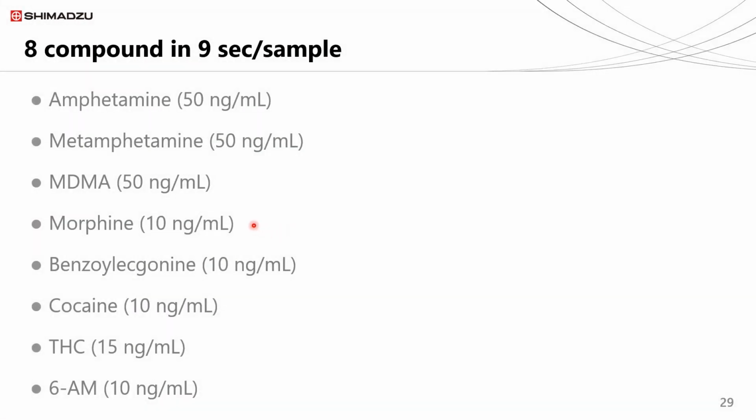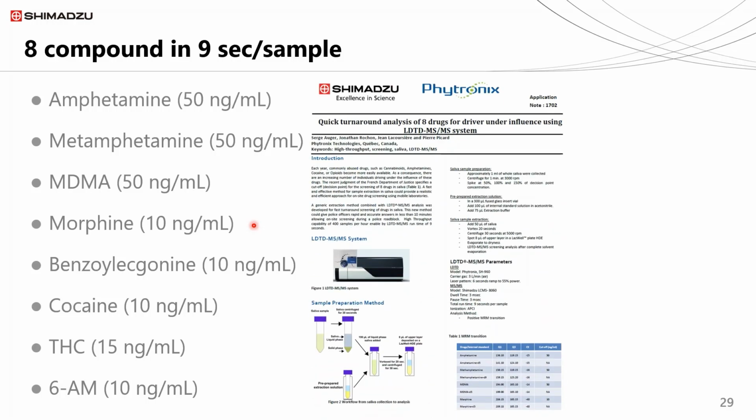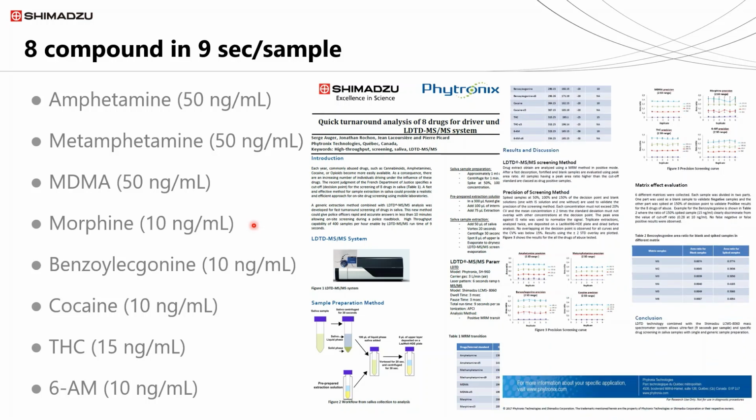Let's see the application of LDTD. We have developed fast quantification method for 8 compounds in a sample in less than 9 seconds. With LDTD, the lab can improve the throughput to the maximum. Even with high throughput and high speed, system still maintains the better sensitivity. All these compounds have been detected here in ppb level.